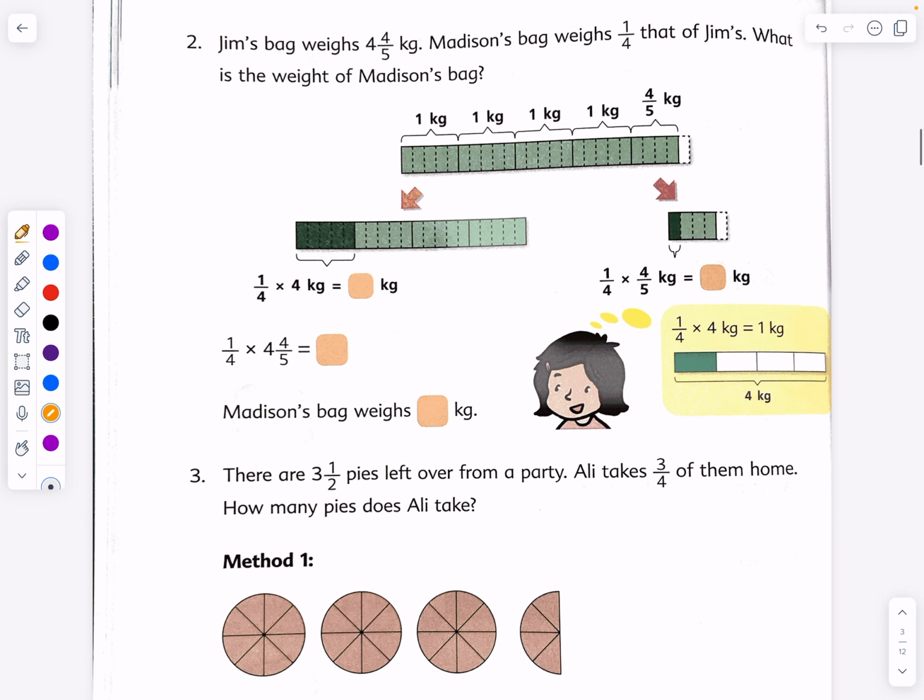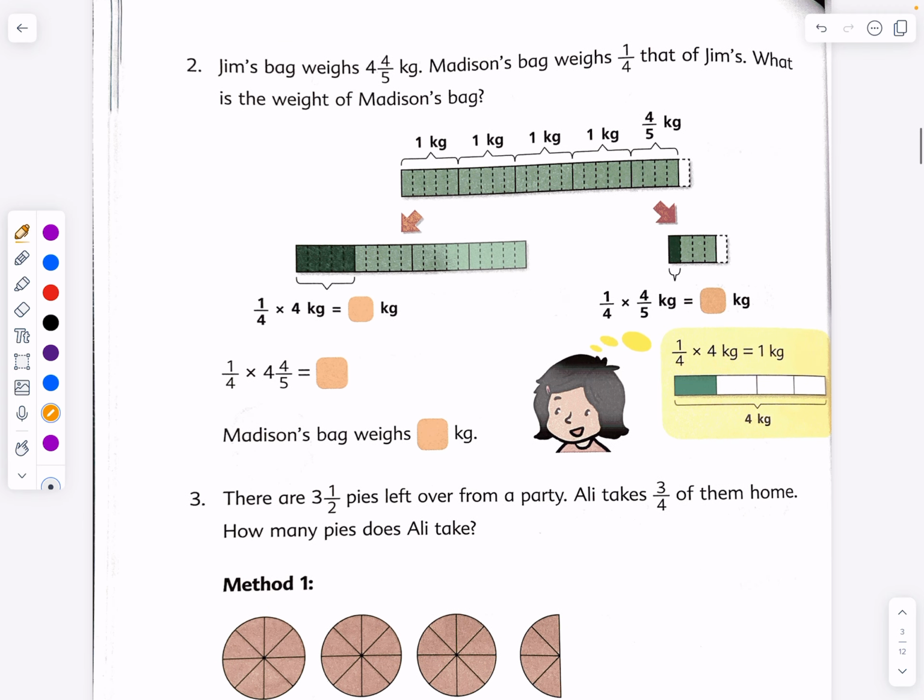Problem number 2 on page 60. Jim's bag weighs 4 4/5 of a kilogram. Madison's bag weighs 1/4 that of Jim's. What is the weight of Madison's bag? Again, let's make a simple bar model. So Jim's bag, J is for Jim, all together, it weighs 4 4/5 of a kilo. Now, Madison's bag is only 1/4 of that, which means it's 4 times lighter, right? So half.